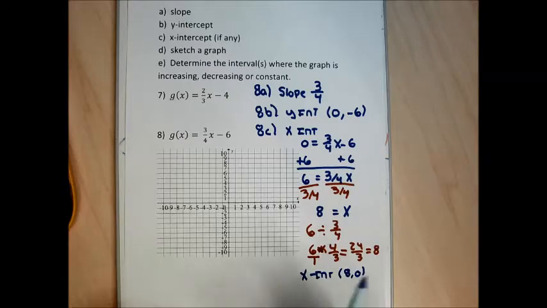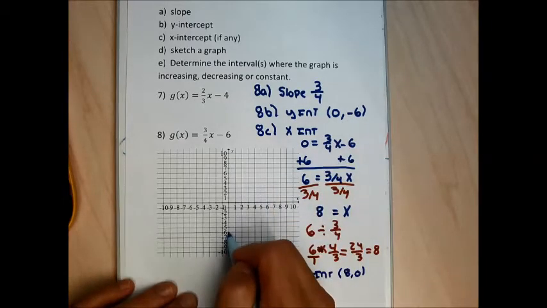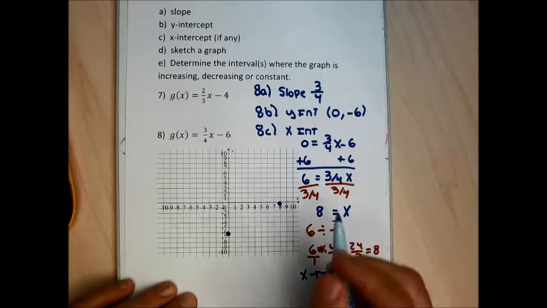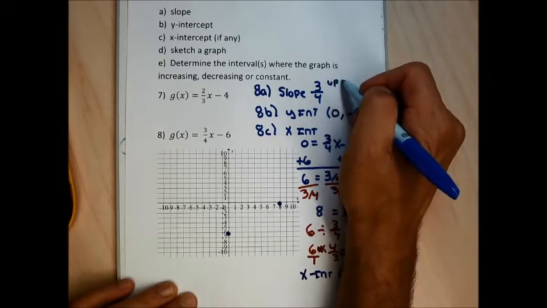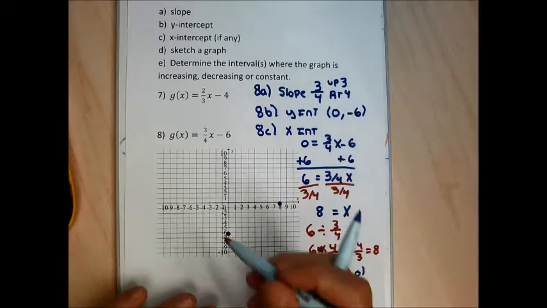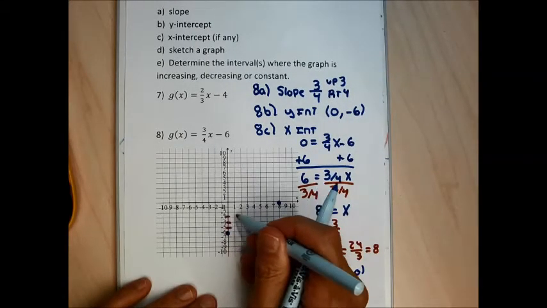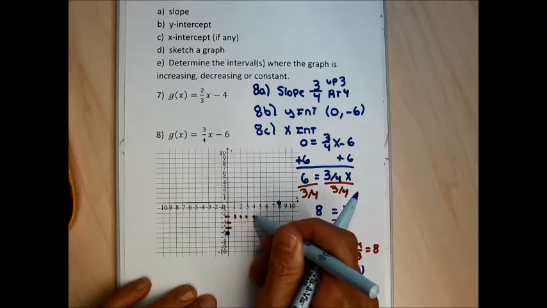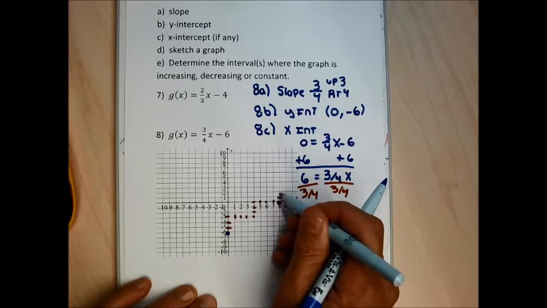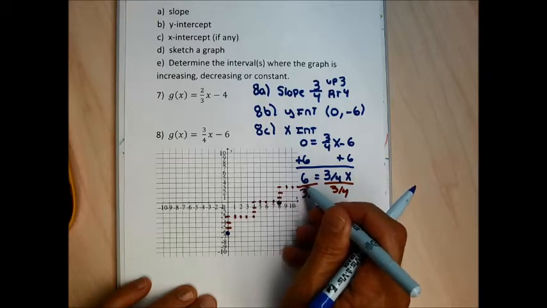When I go to sketch a graph, I can plot the y-intercept, (0, -6). I can plot the x-intercept, (8, 0). And if I want to use the slope, I can go up 3 and right 4 to get more points. So maybe up 1, 2, 3, right 1, 2, 3, 4, and repeat that a few times.